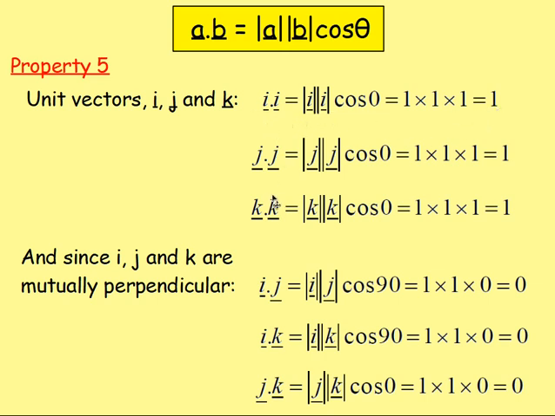Same applies for j and k if you work them out. Since i, j and k are mutually perpendicular, so they're at right angles to one another, i is perpendicular to j, i is also perpendicular to k, and k is perpendicular to j. So you can say it'll be the length of i times the length of j, so it's 1 times 1. And because the angle is 90, you would have 0 for cos 90, meaning you would always get 0 for the result.